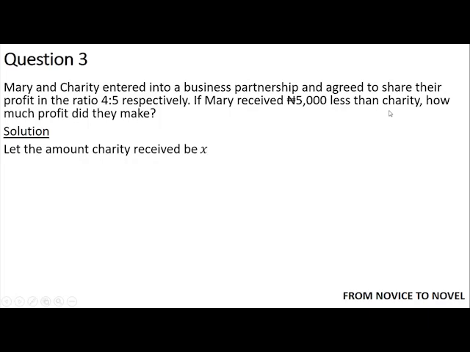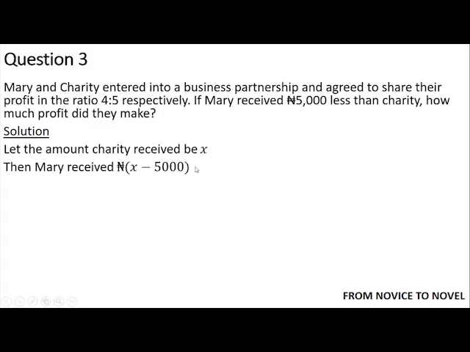Let the amount Charity received be X. But from the question, we were told that Mary received 5,000 naira less than Charity. So which means that if the amount Charity received is X, that means that Mary will receive X minus 5,000. So that means Mary is receiving what? X minus 5,000 in ratio 4:5.